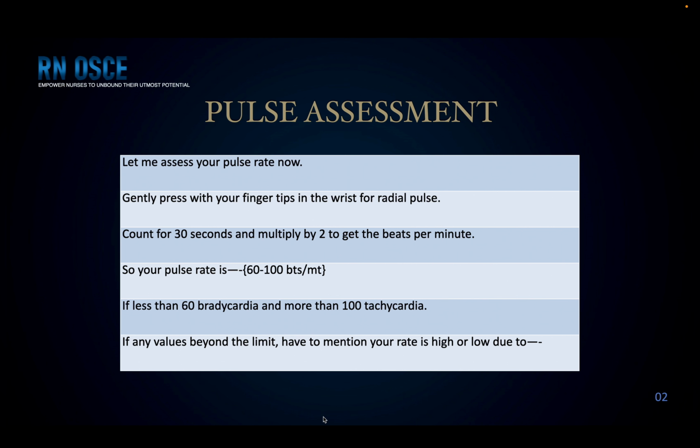If it is less than 60, that we call bradycardia, and more than 100, it's tachycardia. If any values are beyond the limit, you have to mention the rate is high or low, maybe due to certain conditions, or ask if they have any health issues. So all those things you have to just make a conversation in between.